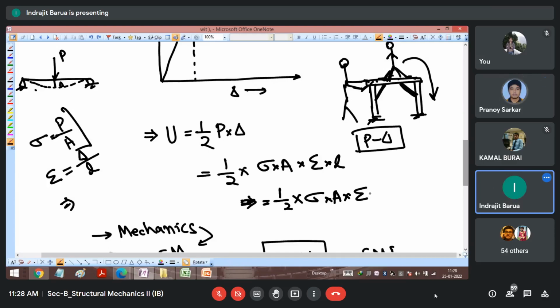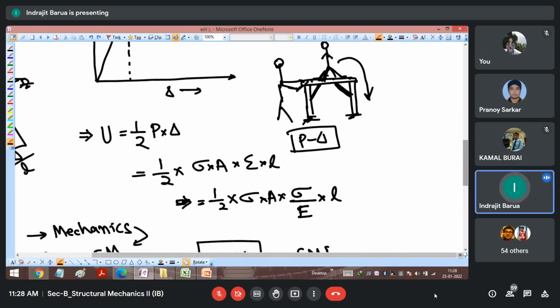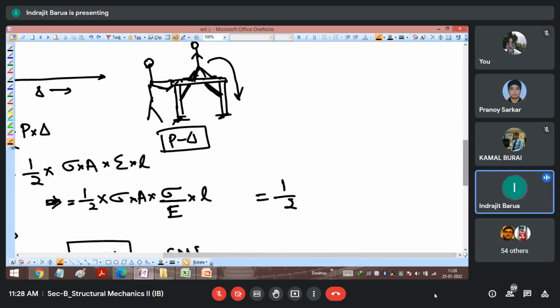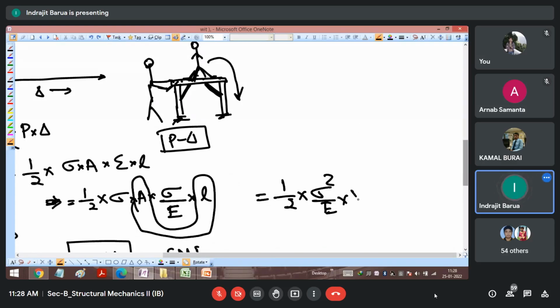this I can write as stress by Young's modulus into L. So basically you are getting the expression like this: half into sigma square by 2E into V. Yes, E, and this area into L, you are just combining and taking its volume.